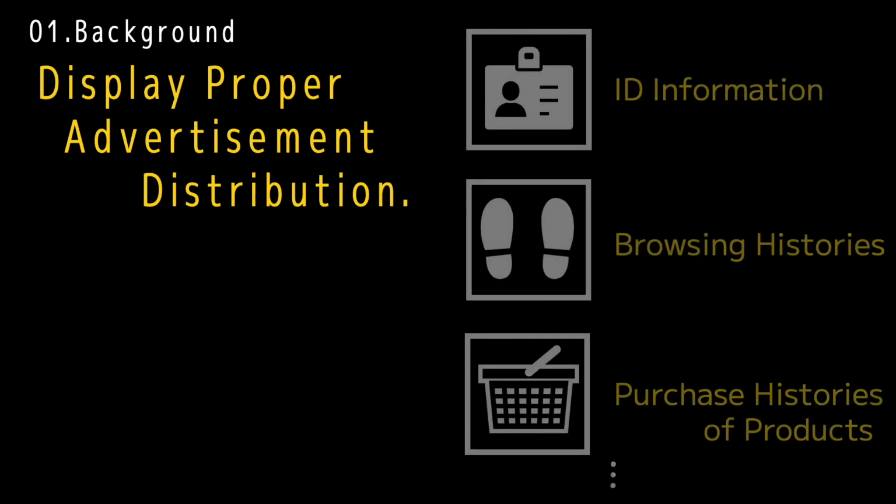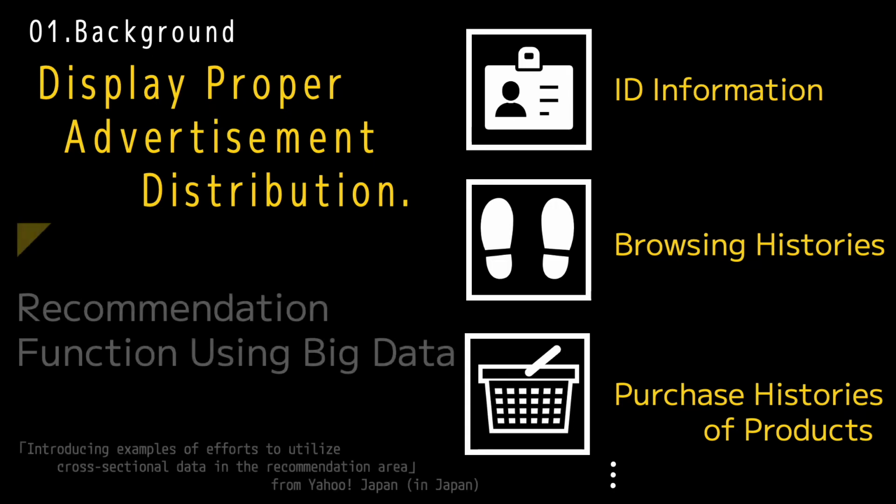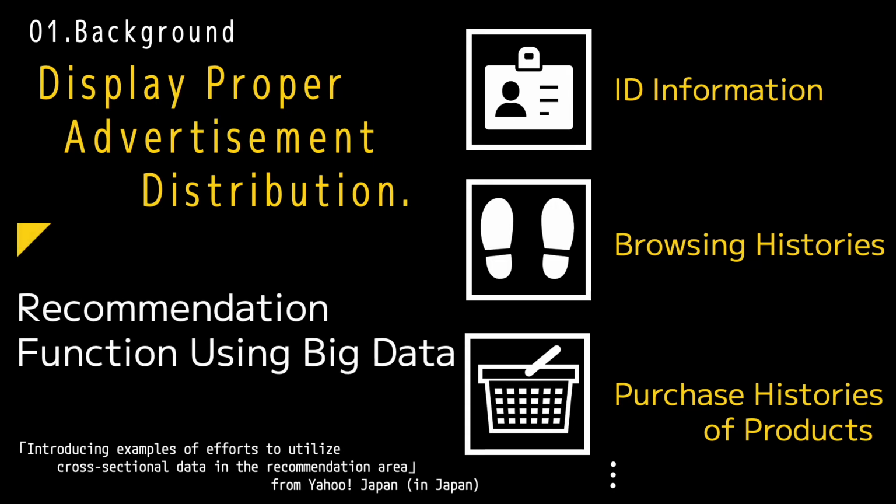Many web companies save big data such as ID information, browser history, and product purchase history in order to provide users with relevant advertisement. They provide recommendations to users based on that big data.